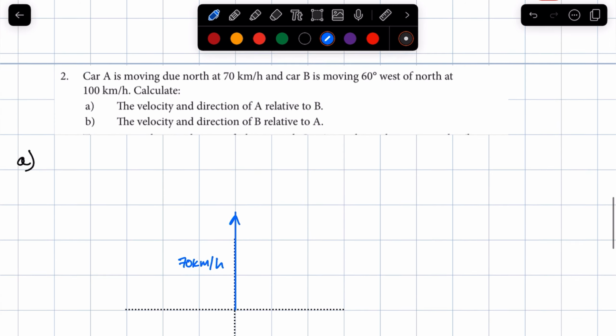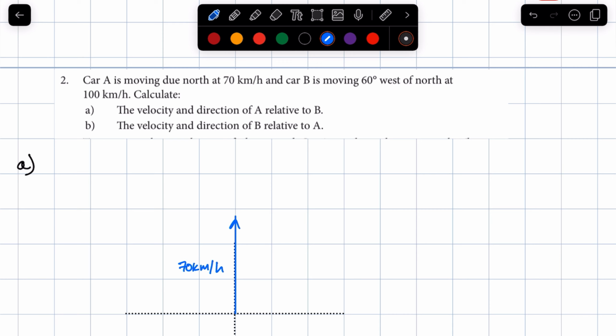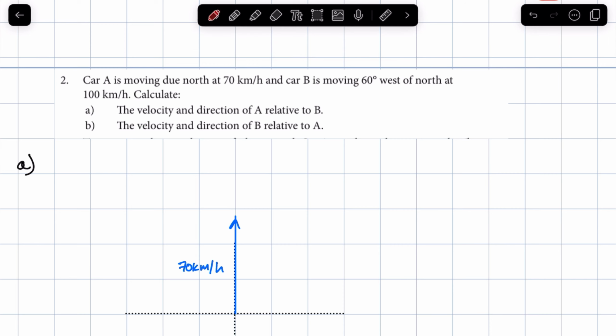Whereas the velocity of the frame of reference, the frame of reference being B, we are going to represent in a direction that is opposite to the one that's been given in the statement, right? Now in the statement, they said car B is moving 60 degrees west of north, which essentially is the same as north 60 degrees west.